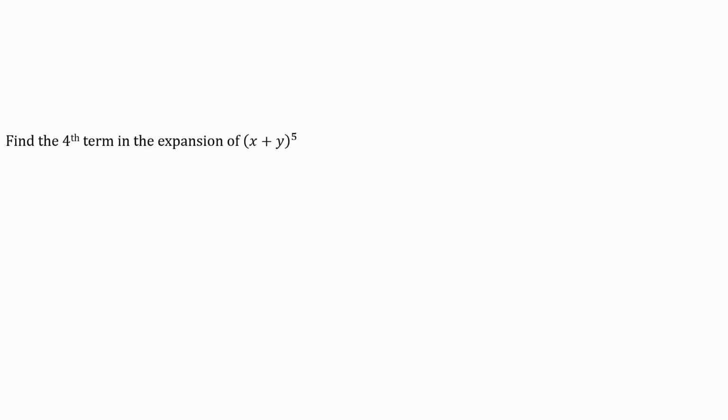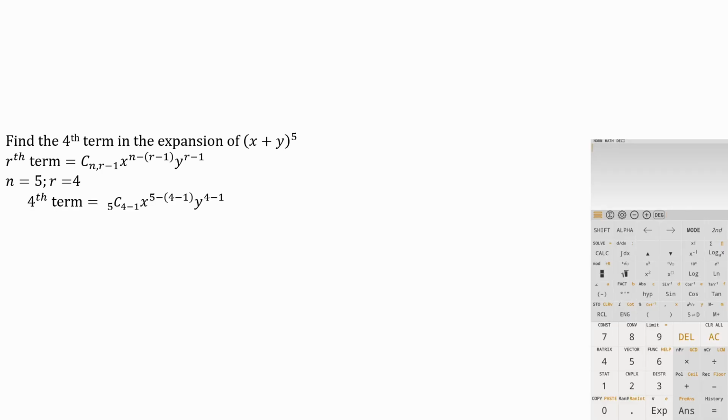So, find the fourth term in the expansion of x plus y raised to 5. So, yung formula natin para sa r-th term, n is equal to 5, and then yung r is equal to 4 dahil nga fourth term. So, fourth term, so kunin lang natin yung 5c(4 minus 1). So, 10, and then simplify natin. So, x raised to 5 minus (4 minus 1). So, 5 minus 3 is 2, so x squared. Then, 4 minus 1 is 3.